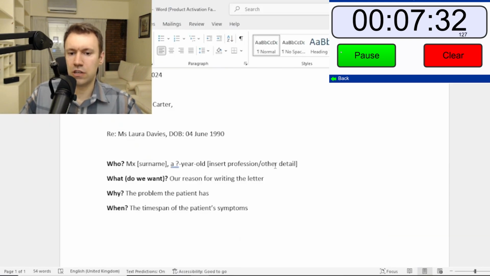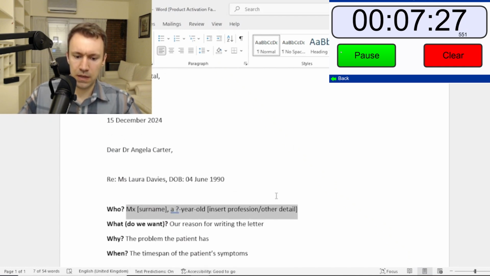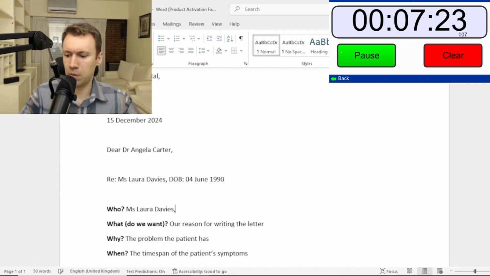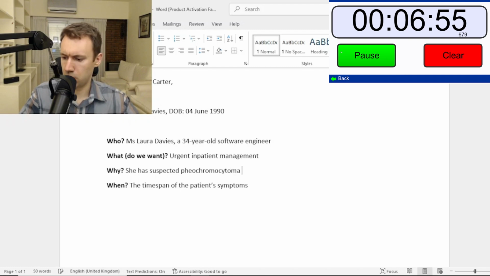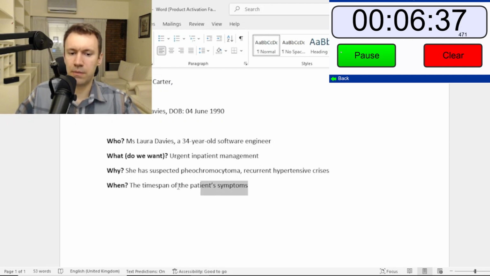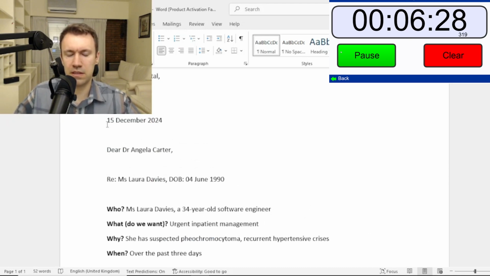So let's start off then by searching for this information. So it says who. So that's going to be Ms. Laura Davies, and we want to say a 34-year-old software engineer. What do we want? Well, that's going to be urgent inpatient management. And why do we want that? That's going to be because she has suspected Pheochromocytoma. Namely, well, one of the symptoms that she's had, which is suggestive of this, would be recurrent hypertensive crises. And then when, so something about the time span of the patient's symptoms, and that would be over the past 3 days, because she was admitted on the 12th of December and today is the 15th.